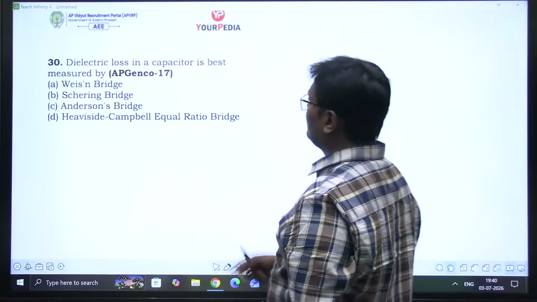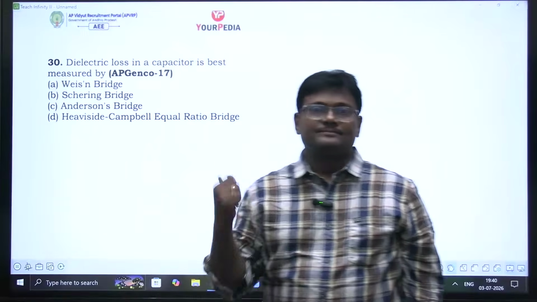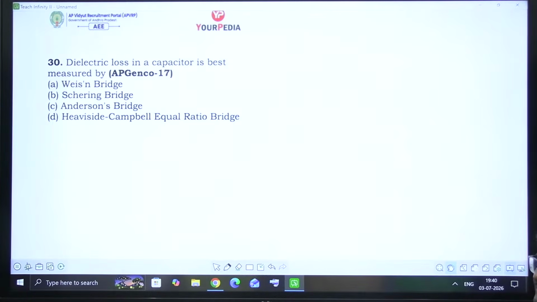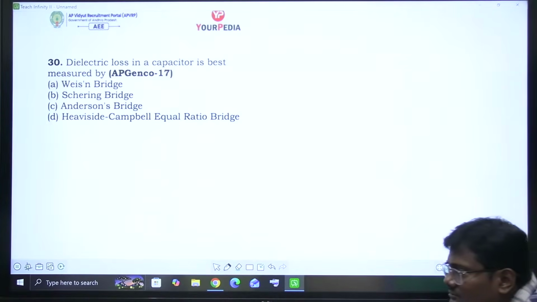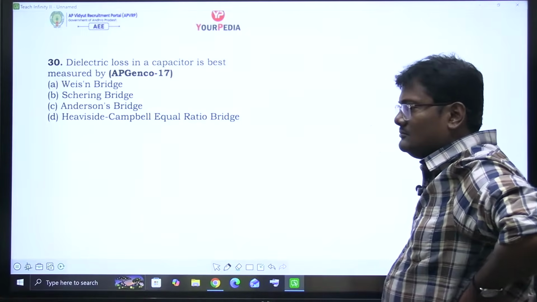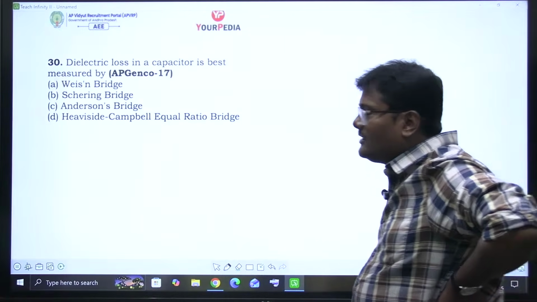Dielectric loss in a capacitor is best measured by which bridge? Think and tell me. B, Schering bridge, right, super.